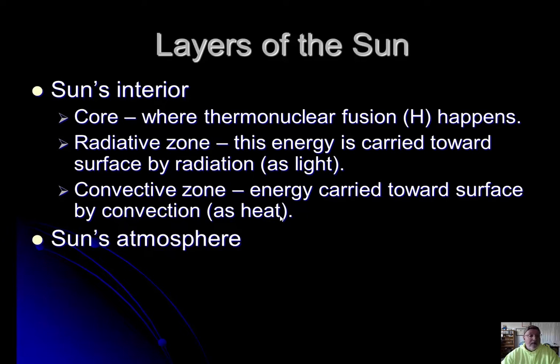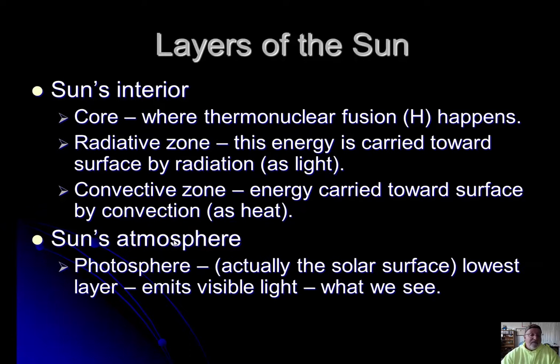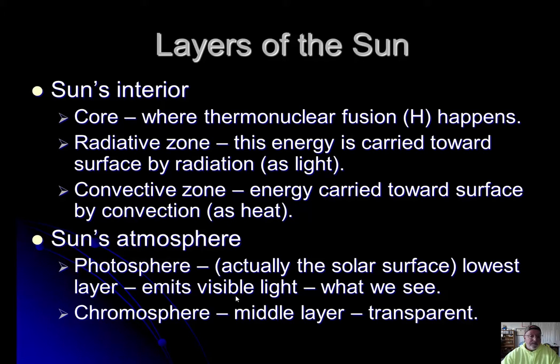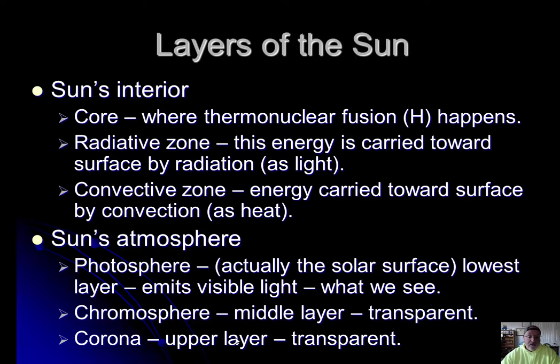And then we have the sun's atmosphere, the photosphere. Actually, this is the solar surface. The lowest layer emits visible light, and this is what we actually see with our eyes. Chromosphere, the middle layer, is transparent and allows us to see the photosphere. And the corona, which is the upper layer, also is transparent, which still allows us to see the photosphere, although it does cause a little bit of color change. It's pretty much the same thing.